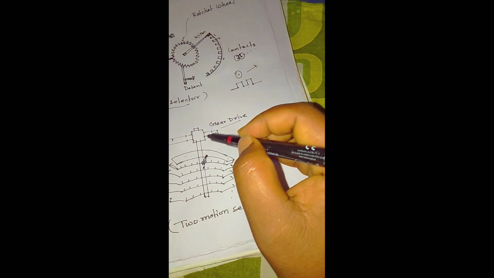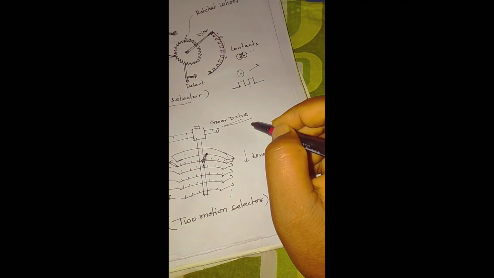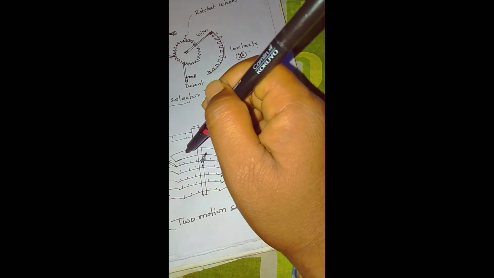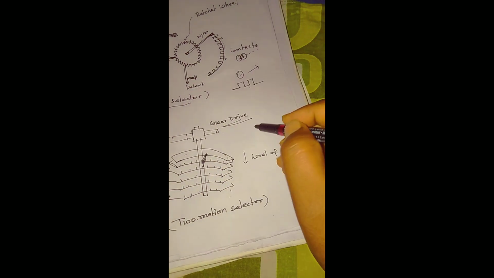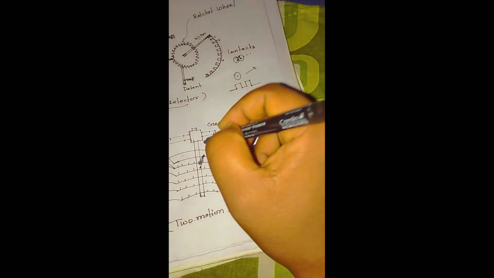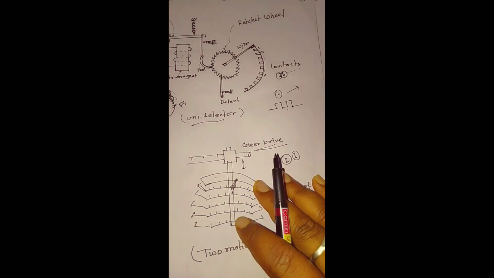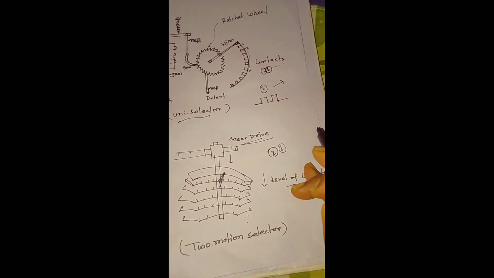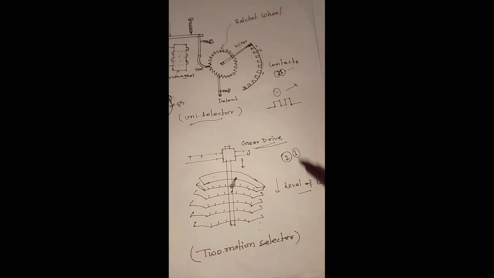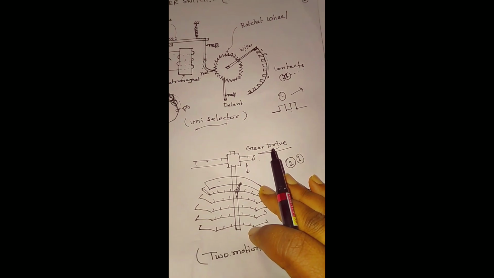Basically this wiper is connected with some kind of gear drive which has vertical as well as lateral movement. Fine. So for the first digit it will have vertical movement. For the immediate second digit it will have lateral movement. That's how it is going to connect several numbers of subscribers. So this is basically the very same thing as the previous cases, but having two directional movement. For the first digit being dialed, it has vertical movement, and secondly it has lateral movement.